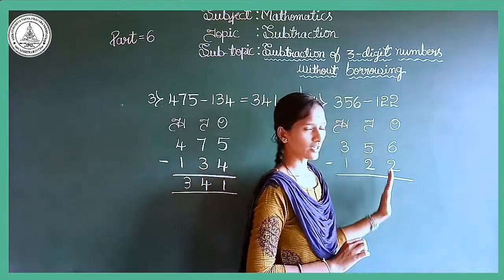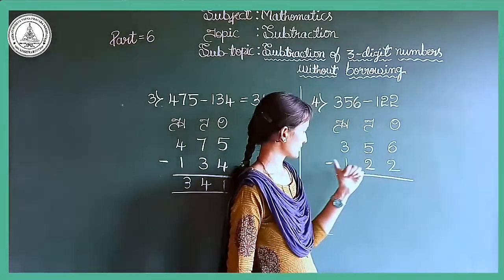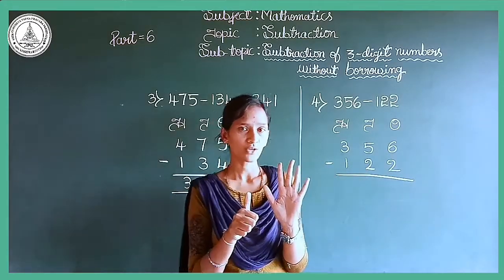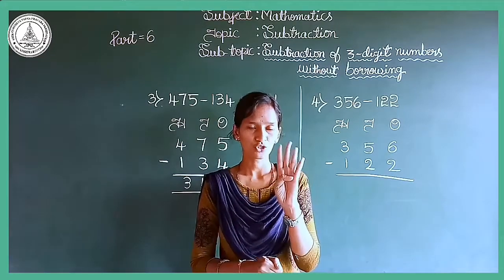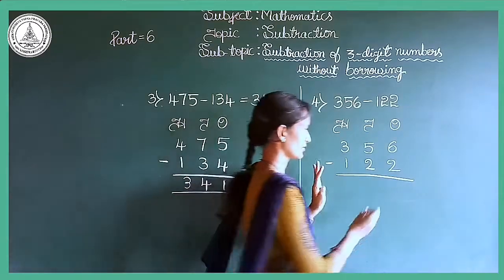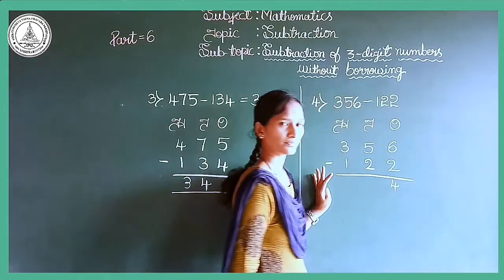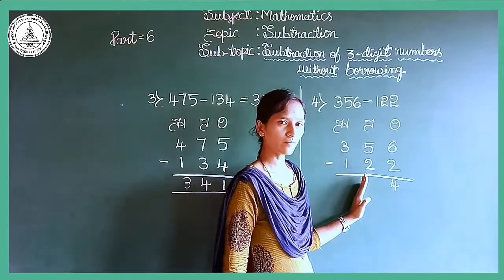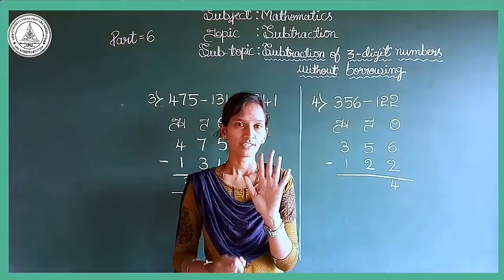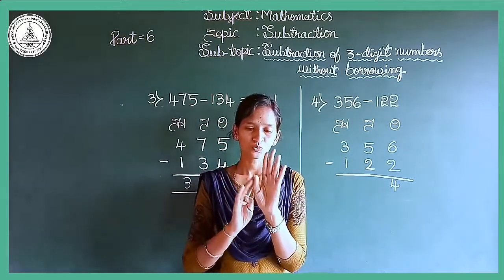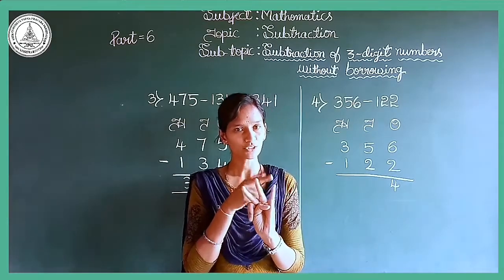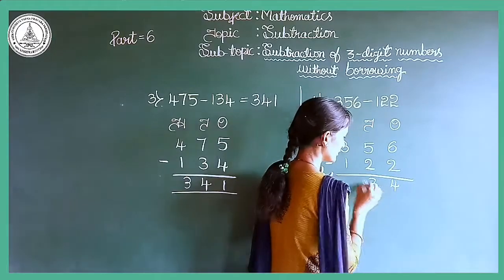First, come to the ones column. 6 minus 2. So here is a 6. In that you have to subtract 2. See here 1, 2. How many fingers are left here? 1, 2, 3, 4. So write down here 4. Come to the tens column. 5 minus 2. See here, here is a 5. In that you have to subtract 2. 1, 2. So how many fingers are left here? 1, 2, 3. Write down here 3.